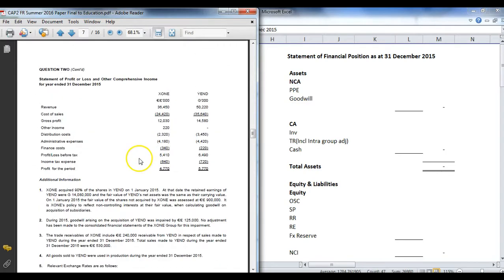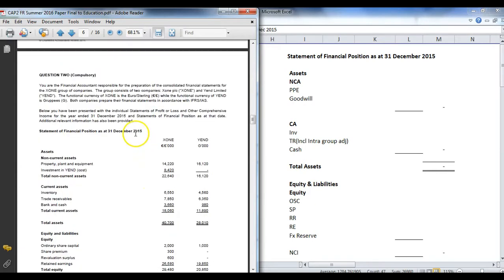The next key thing is to have a brief read down through all the question and try to highlight anything that may seem unusual or that you may have to come back to. So we see here there's 2 companies. There's X1, which is a euro-based company, and Y End, which is a Gruppy functional currency. So it's a foreign subsidiary, therefore you know straight away it's going to be an IAS 21 style question.